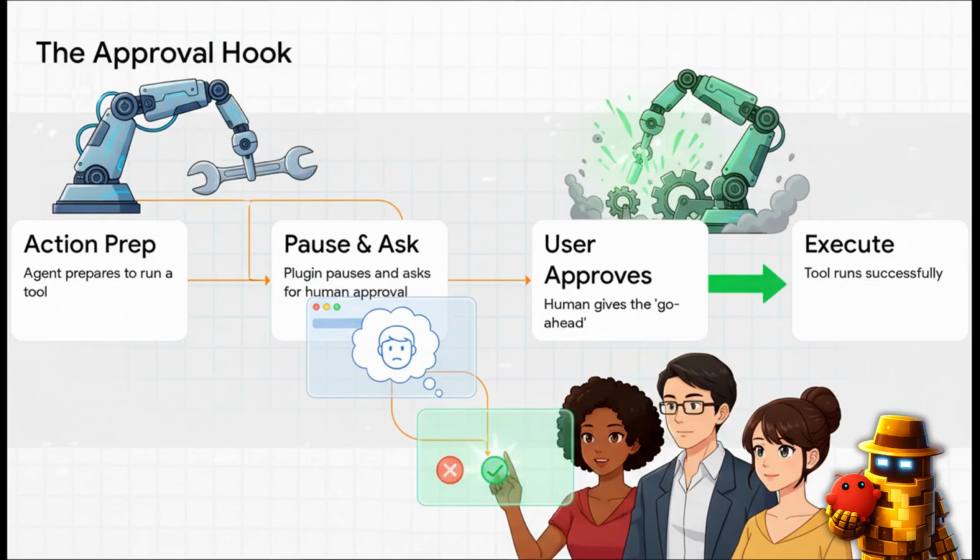Picture this. Your agent is about to do something big, like run a command on your system. But instead of just doing it, it stops, it pauses, and it asks you for permission. And only when you give it the green light, maybe you click a button or type yes, then it proceeds. It's the ultimate human-in-the-loop safety net, right when you need it most.